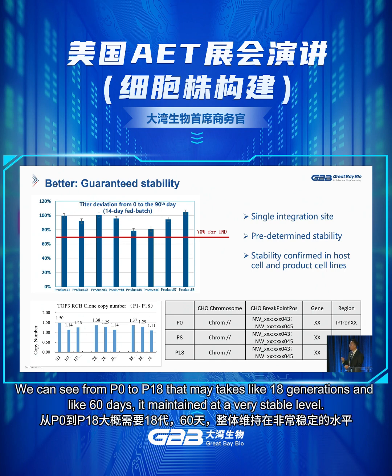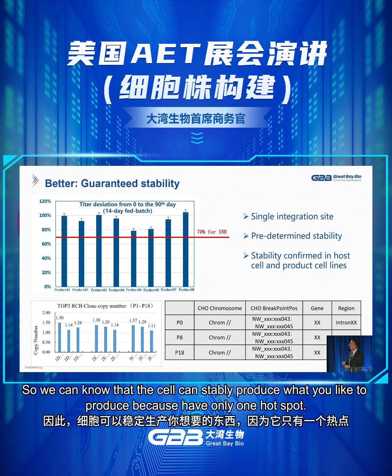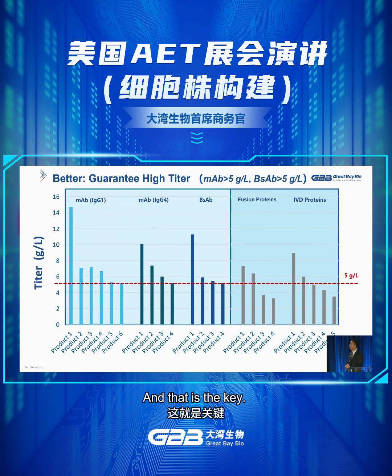And we can see from P0 to P18, which may take about 18 generations and 60 days, it maintained at a very stable level. So we know that the cell can stably produce what you would like to produce for a very long time because it has only one hotspot, and that is the key.